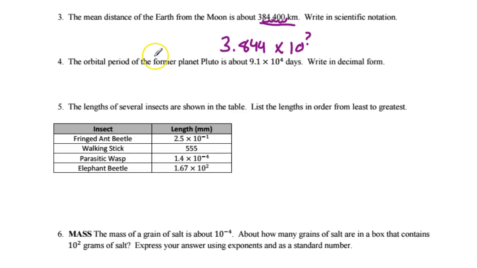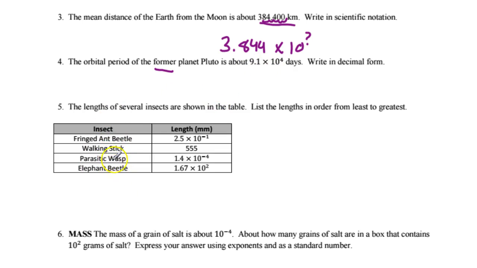The orbital period of the former planet, remember this is no longer a planet, Pluto, is about 9.1 times 10 to the 4th days. Write this in decimal form. So we want to do this. We've got 9.1. We want to make it bigger. So let's see. I think you're going to go to the right. How many times? Well, it says 4, so you're going to go to the right 4 times.